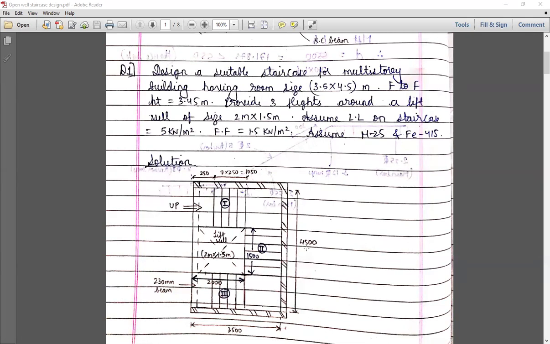for second flight, there will be two mid landings, each of 1 meter, plus the length of the stairs 750 mm, plus the thickness of wall 230 by 2 plus 230 by 2. It is coming out to be 2.9. Okay. So second step में सिर्फ 3 ही ट्रेड है. Yes, sir. सेकेंड फ्लाइट में.